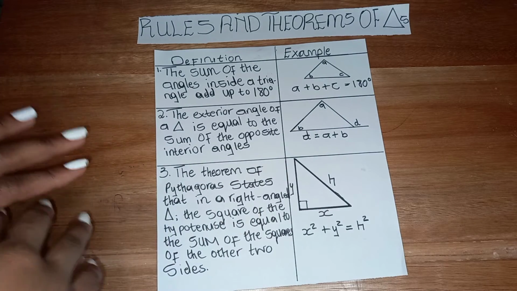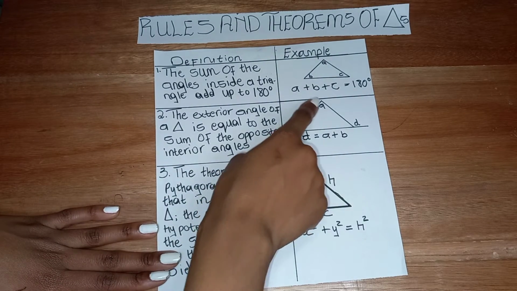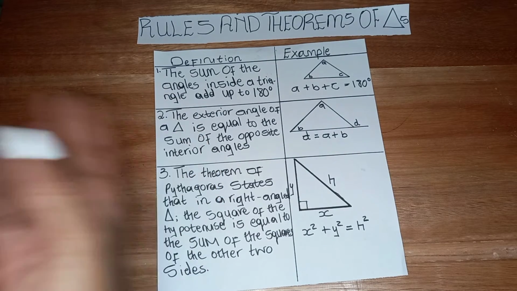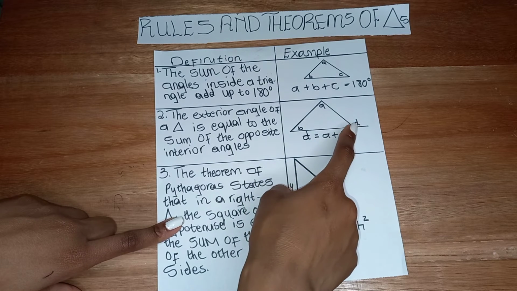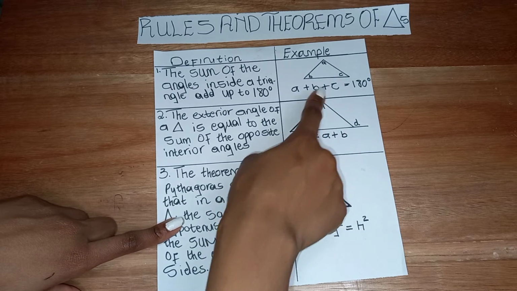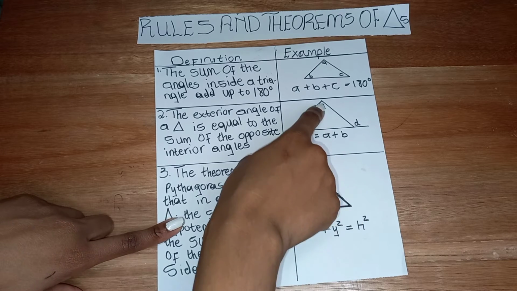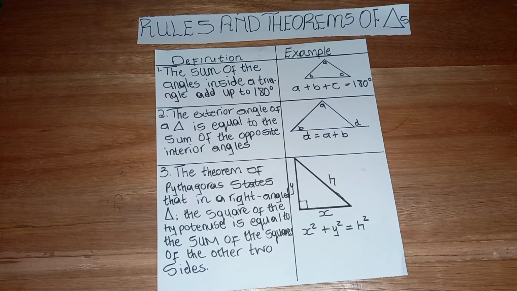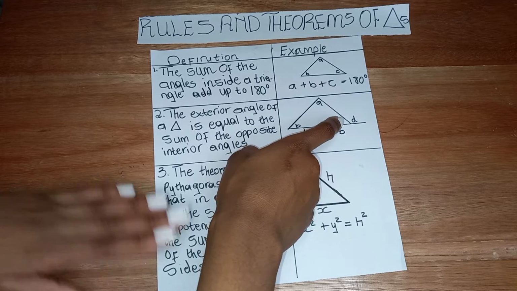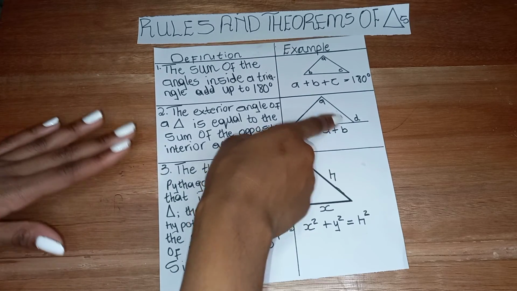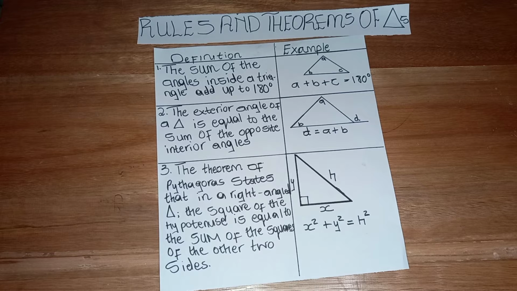And then the interior angles are the ones inside the triangle. So what the explanation is basically saying is that this exterior angle is equal to the two opposite interior angles. The opposite angles to it are A and B. So if you want to find the value of angle D, you're just going to add angle A and angle B. The other way you can find the value of angle D is if you know the value of this angle here, let's just say it's angle C.